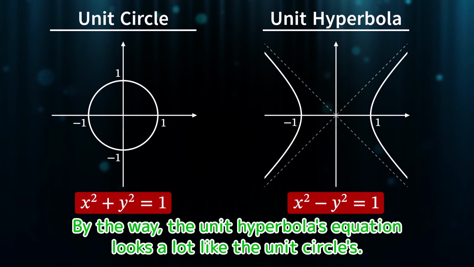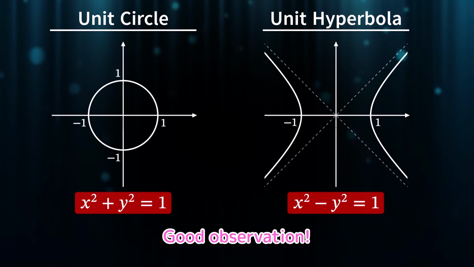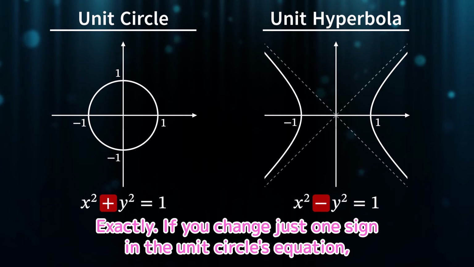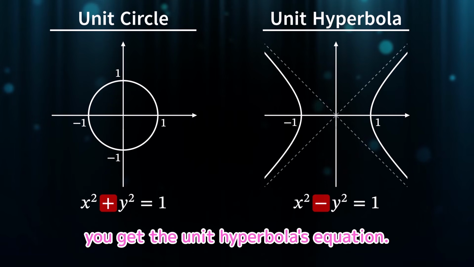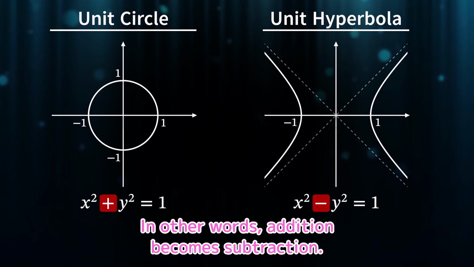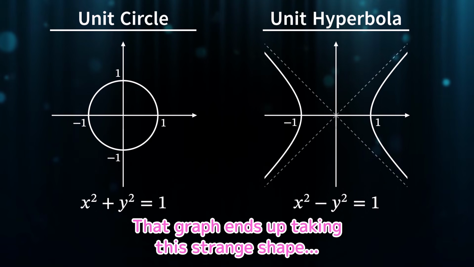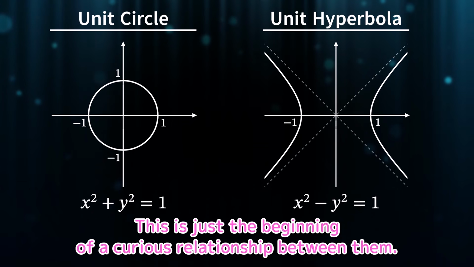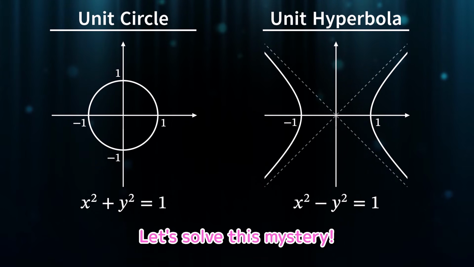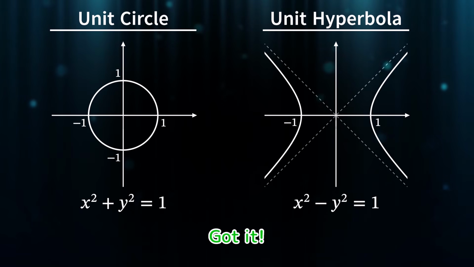By the way, the unit hyperbola's equation looks a lot like the unit circle's. Good observation. Exactly, if you change just one sign in the unit circle's equation, you get the unit hyperbola's equation. In other words, addition becomes subtraction. That graph ends up taking this strange shape. This is just the beginning of a curious relationship between them. Let's solve this mystery. Got it.